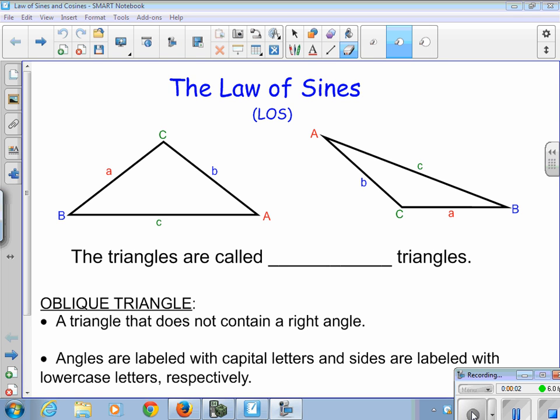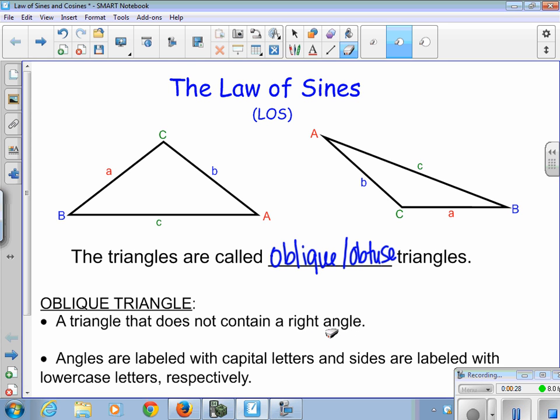Okay, so law of sines. Law of sines is what you're going to use whenever you are trying to solve triangles that are called oblique or obtuse. All an oblique or obtuse triangle is, is a triangle that does not contain a right angle. So it's not a 90-degree triangle.